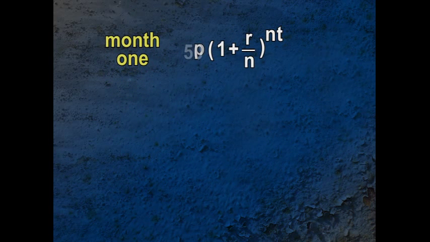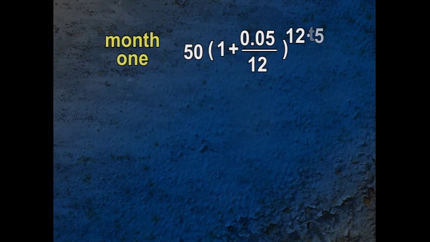In month 1, the deposit is $50, so that's the principal amount of investment. The rate is 5%, or 5/100ths. n, the number of compoundings per year, is 12. And t, the time, is 5 years. Now that time t is the item that changes from month to month. But for the first month, the time is the entire 5-year period.